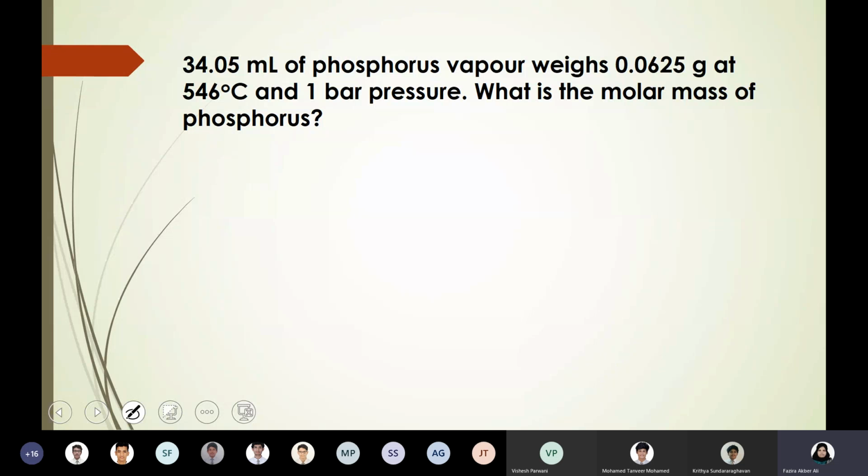0.05 milliliters of phosphorus vapor weighs 0.0625 gram at 546 degrees Celsius and 1 bar pressure. What is the molar mass of phosphorus?